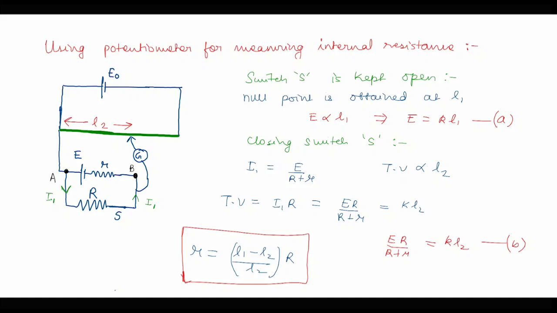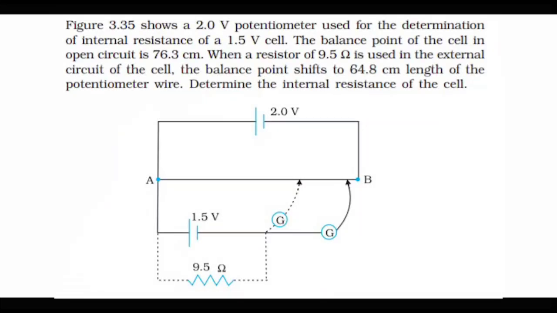So let us solve a numerical based on this particular concept. The numerical states: the figure shows a 2-volt potentiometer used for the determination of internal resistance of a 1.5 volt cell. The balance point of the cell in the open circuit is 76.3 centimeter. When a resistor of 9.5 ohm is used in the external circuit of the cell, the balance point shifts to 64.8 centimeter length of the potentiometer. We have to determine the internal resistance of the cell.